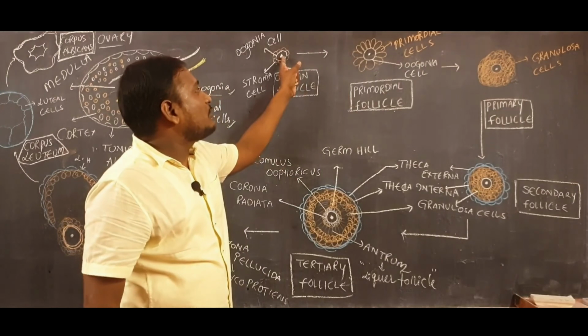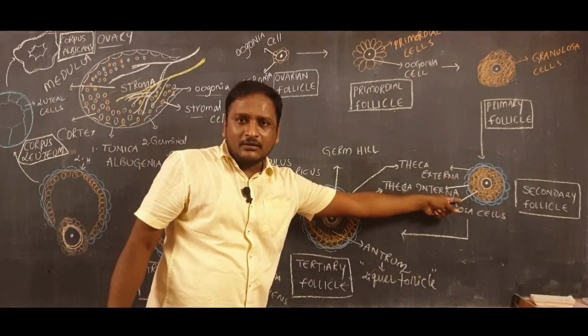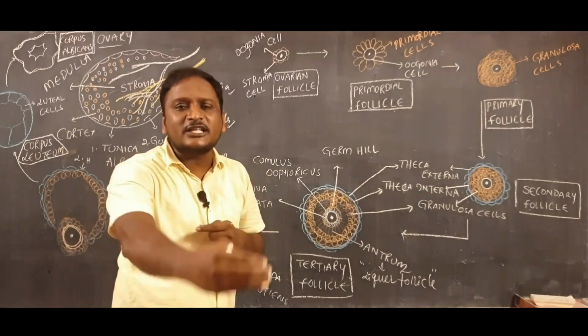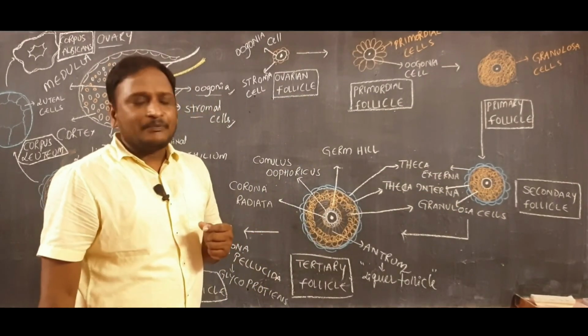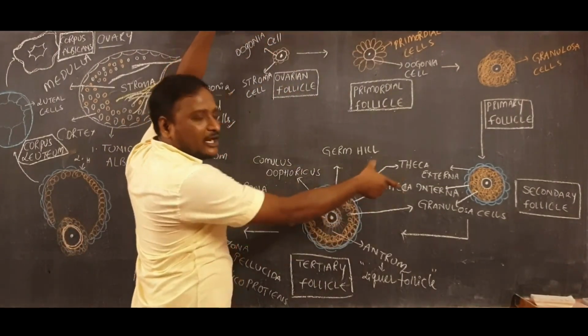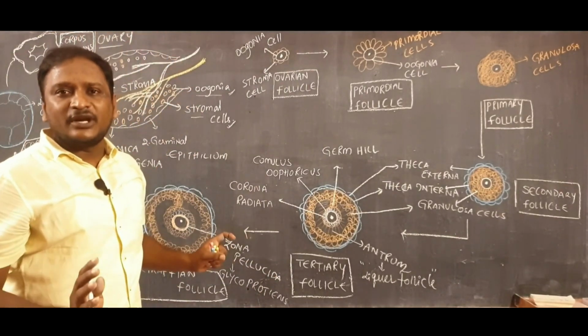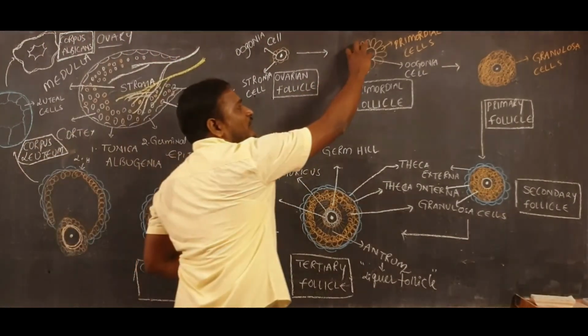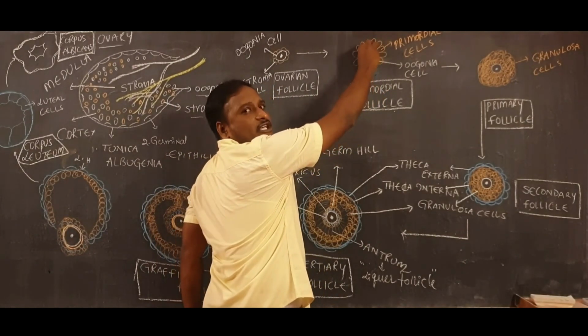And here I am not talking about the changes which take place within the female gamete. We will discuss the changes which take place in the female gamete as a process of oogenesis in the next video. And here, follicle development and follicle degeneration, how it is taking place, we are discussing about the follicle only. And primordial follicle consists of primordial cells along with the female gamete or oogonia cell.